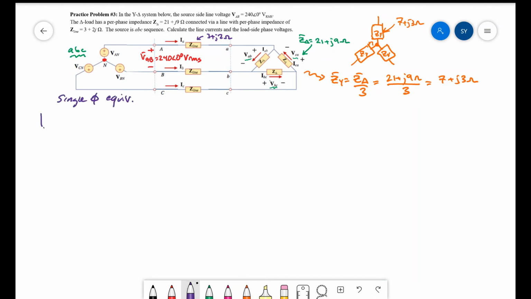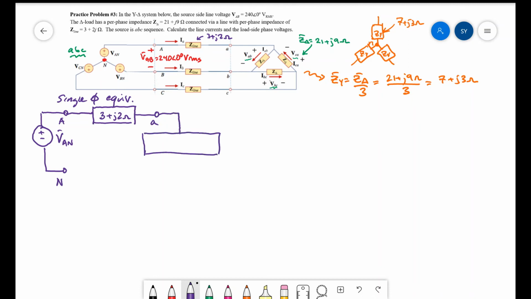Single-phase equivalent model includes the voltage source, V capital AN, between the capital terminals A and N. It includes a line impedance, if there is one, between the capital A and the lowercase a. In this case, there is a line impedance, so I'm going to put in 3 plus J2 ohms. You can pull this directly from the three-phase drawing. Between lowercase a and lowercase n, I'm always going to draw ZY, and that's going to be the ZY that I just calculated, the 7 plus J3 ohms.